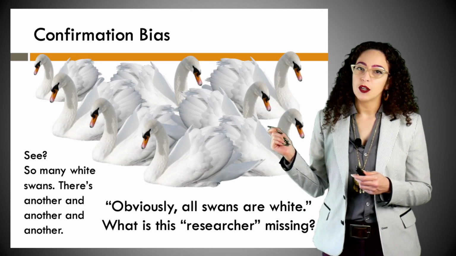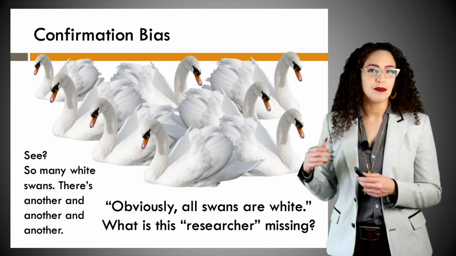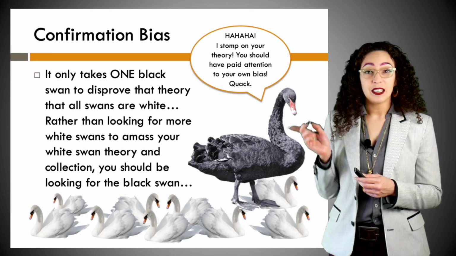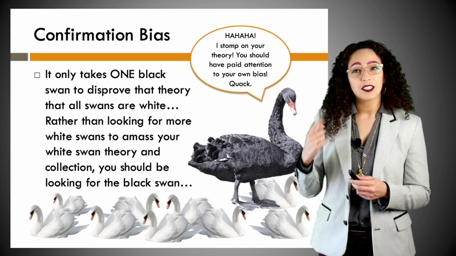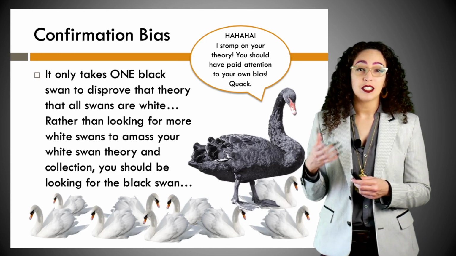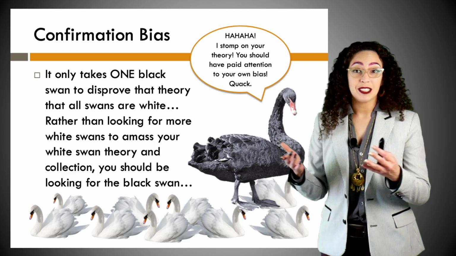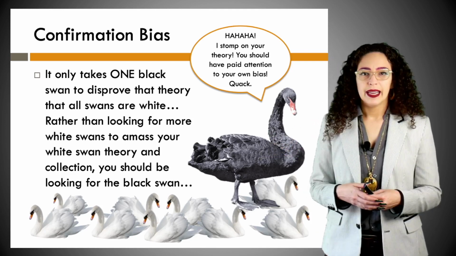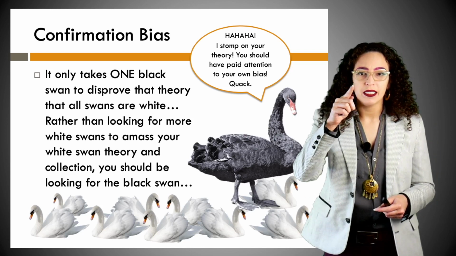But what is this researcher missing? What should they be looking for? Not more white swans. They should be looking for the one black swan, and I don't mean the movie. It only takes one black swan to disprove that theory that all swans are white. Rather than looking for more white swans to amass your white swan theory and collection, you should be looking for that black swan. Ha ha ha ha, I stomp on your theory. You should have paid attention to your own biases.